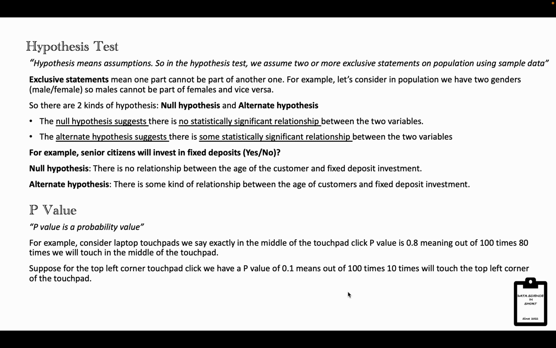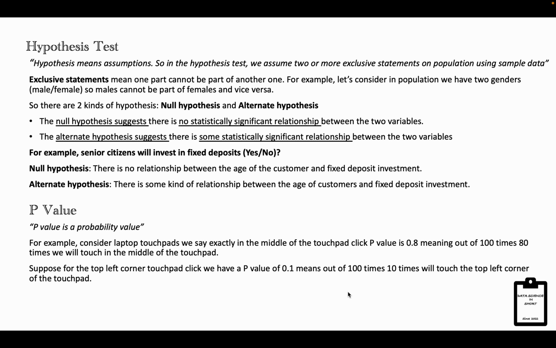For example, let's consider in the population we have two genders, male or female. So male cannot be part of female and vice versa. So there are two kinds of hypothesis. First is the null hypothesis and second is the alternate hypothesis. The null hypothesis suggests there is no statistically significant relationship between the two variables, and the alternative hypothesis suggests there is some kind of relationship between the two variables.